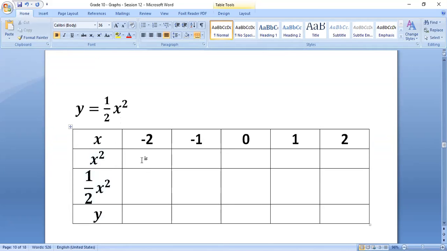Now, let us complete this table. When x is equal to -2, x squared will be positive 4. Half x squared means you have to multiply this by half. That means divide this by 2. When you divide it by 2, it will be 2. And here will be 2.